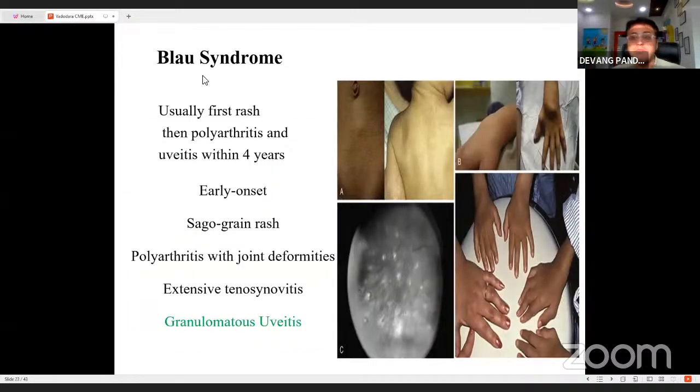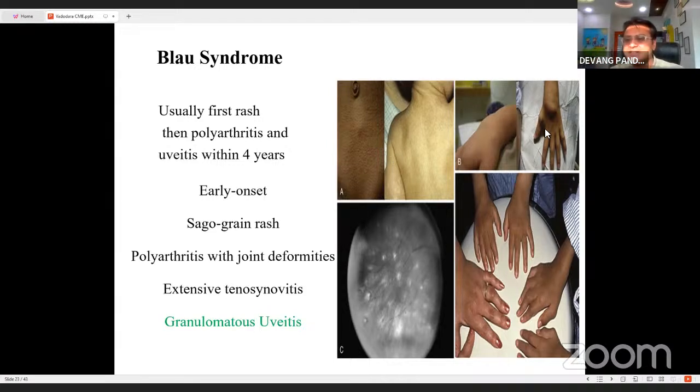And as we know, Blau syndrome is similar to sarcoidosis. So if you have a sarcoidosis-like presentation at a very early age, you need to think of Blau syndrome. And what is the triad of Blau syndrome? The first picture is showing sago grain rash, a very small raised papular rash that is easily palpable like grains. So that is known as sago grain rash.